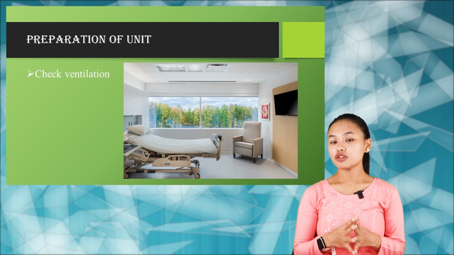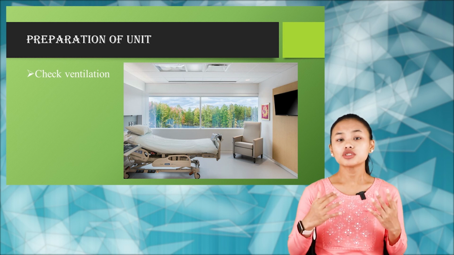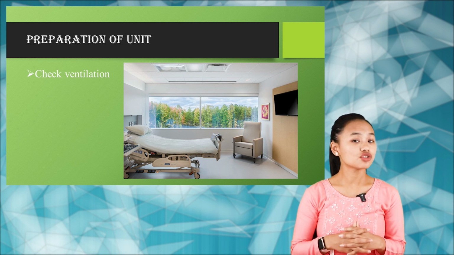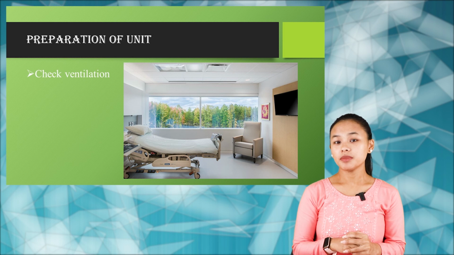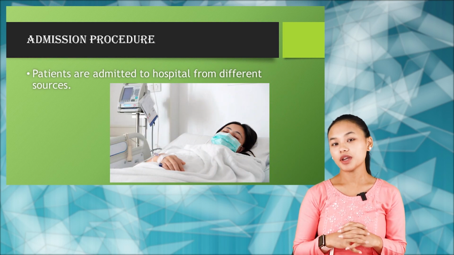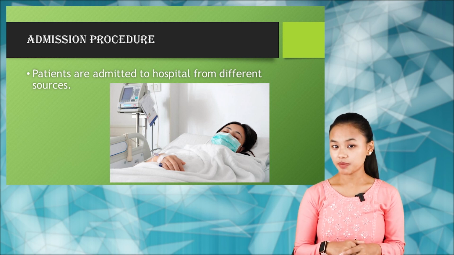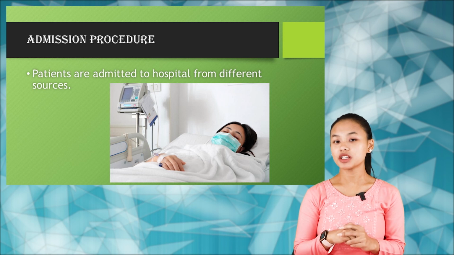You must also ensure that there is adequate lighting as well as proper ventilation. So these are the various things that you need to prepare before you admit the client to that particular unit. As you all know, a patient can be admitted to the hospital from various sources. It can be from the outpatient department, from the casualty, or from the labor room.